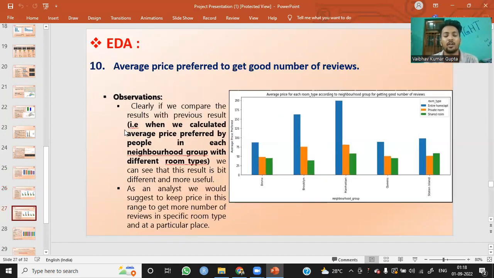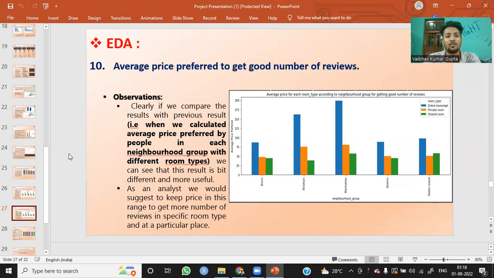So for the 10th question, we have average price preferred to get a good number of reviews. Actually, this is a bit modified question, because what is the benefit of calculating average price normally? But we could use it in a business way, to increase our number of reviews. So this is why I have put a discussion on this panel.